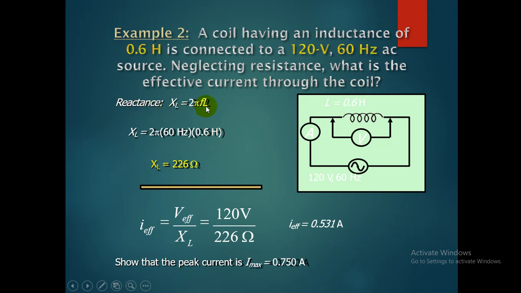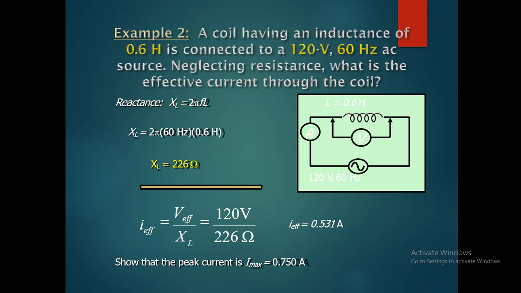XL value first. As I said, it's the inductive reactance, that is XL equal to 2 pi FL. 2 pi is the constant value, F is given in the data as 60 Hz, L is also given in the data as 0.6 Henry. Once you substitute all these values, we'll get 226 ohm.